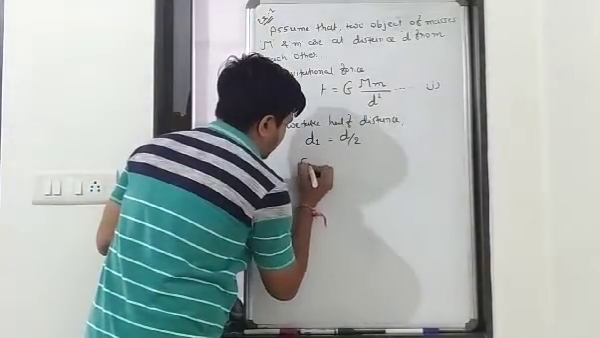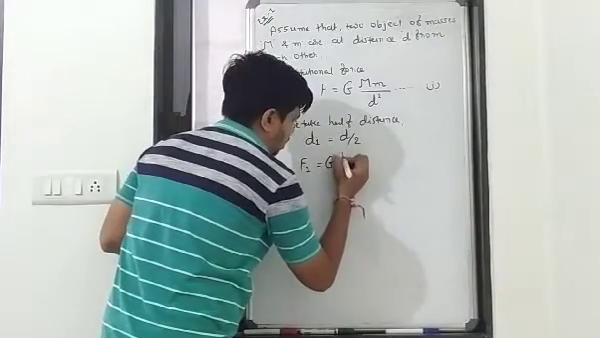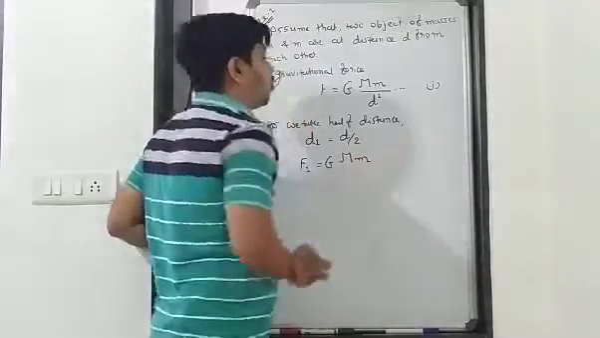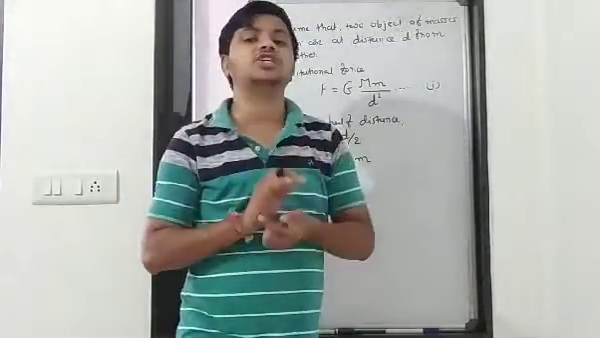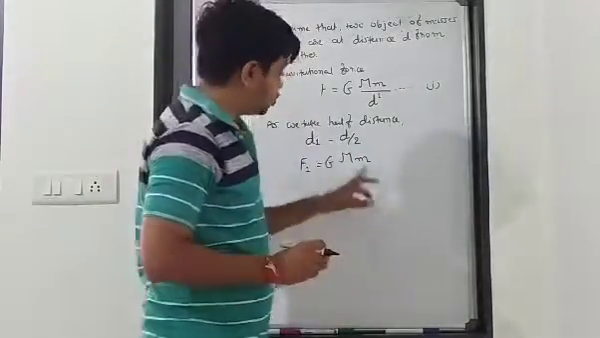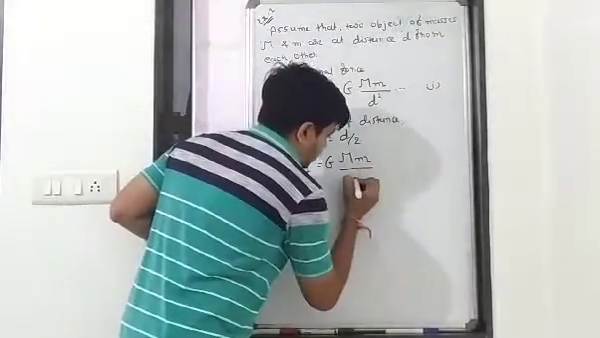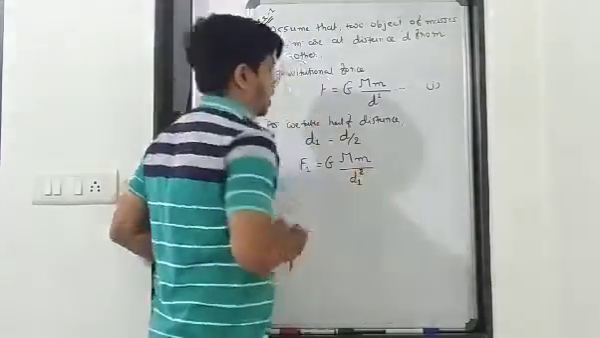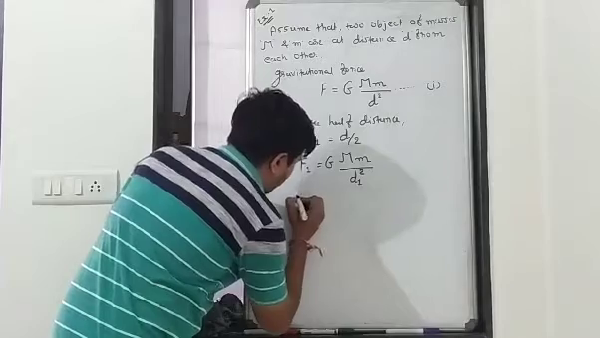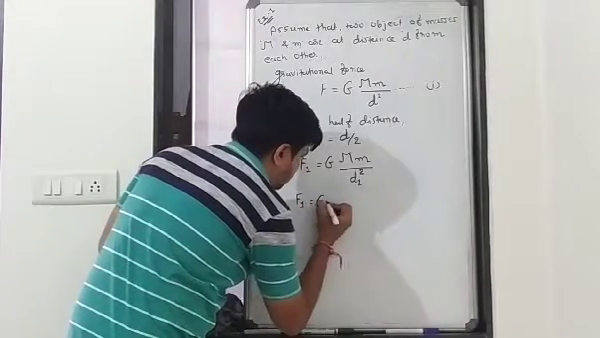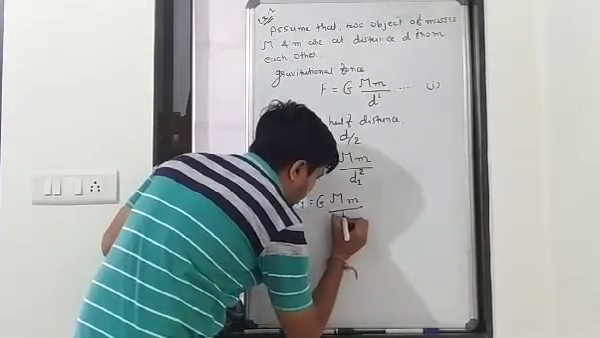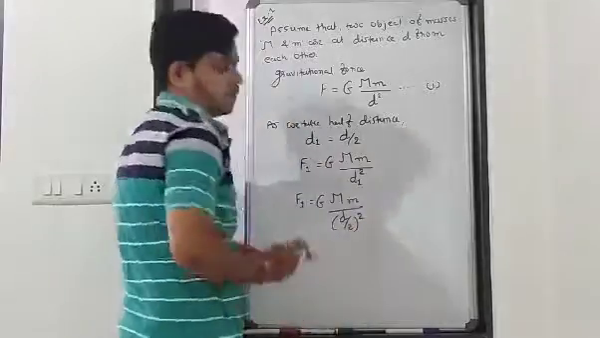Now the gravitational force, if I take it as F1, then F1 is equal to G, which is a constant, the value is not changing. The masses are also the same, because we are not changing the mass of the objects. We are just changing the distance between both of them. So the masses are the same, and the distance becomes d1 square. Now put the value of d1. Then you get F1 equals G, capital M, small m, and instead of d1, I am taking d by 2 whole square.